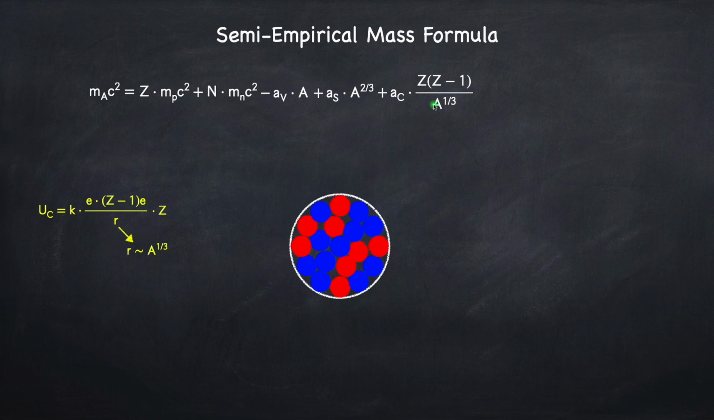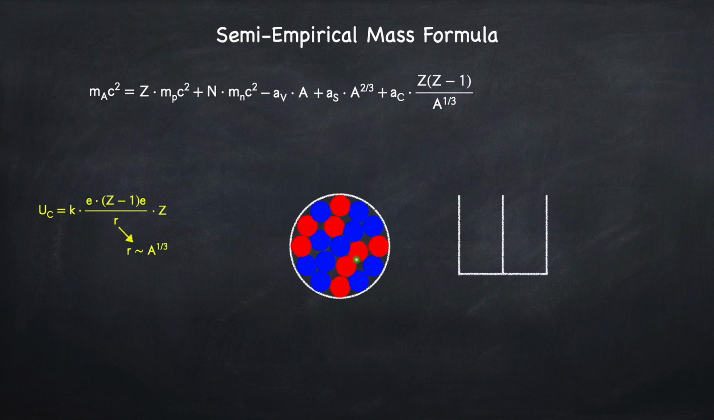Now, it turns out there are two other terms in this formula that are a result of quantum mechanics, and they're a little bit subtle. We said earlier that binding energy is completely analogous to a ball inside of a well. Well, here we have two kinds of balls. We've got protons and neutrons. So we can draw a well for each of these balls.